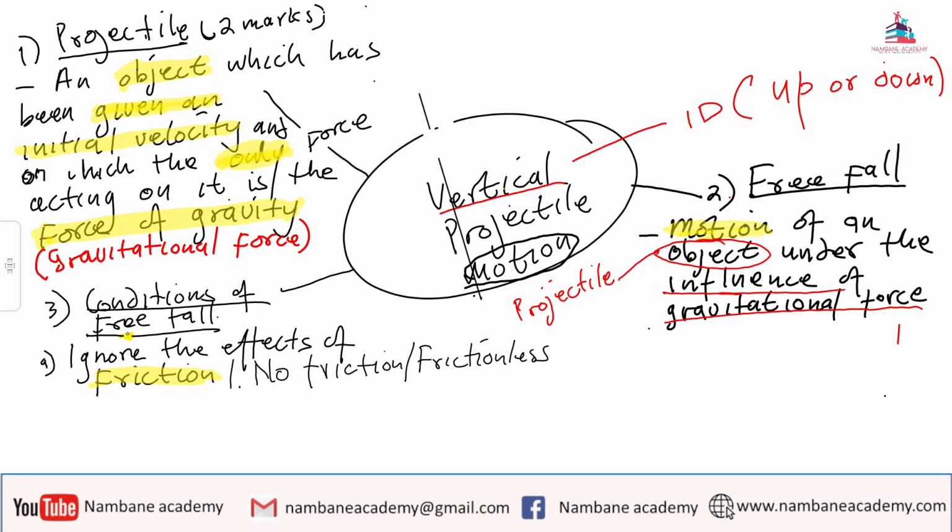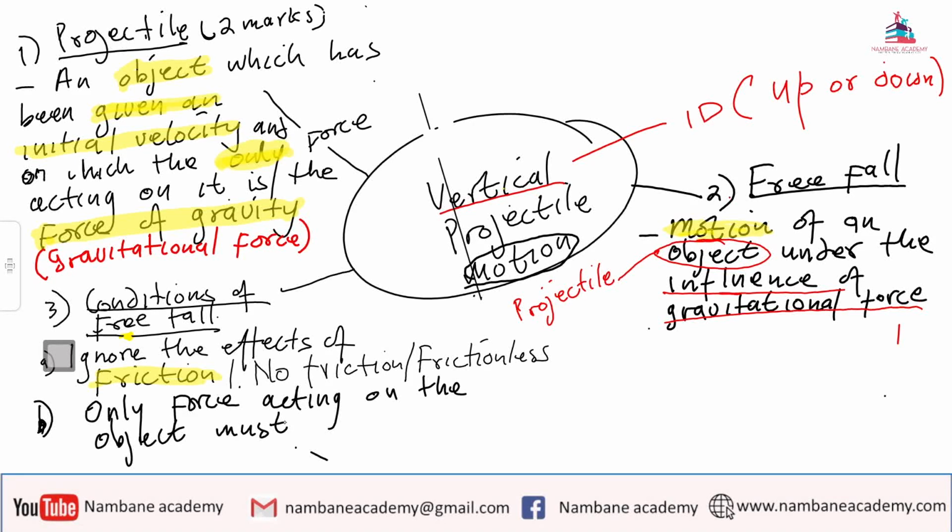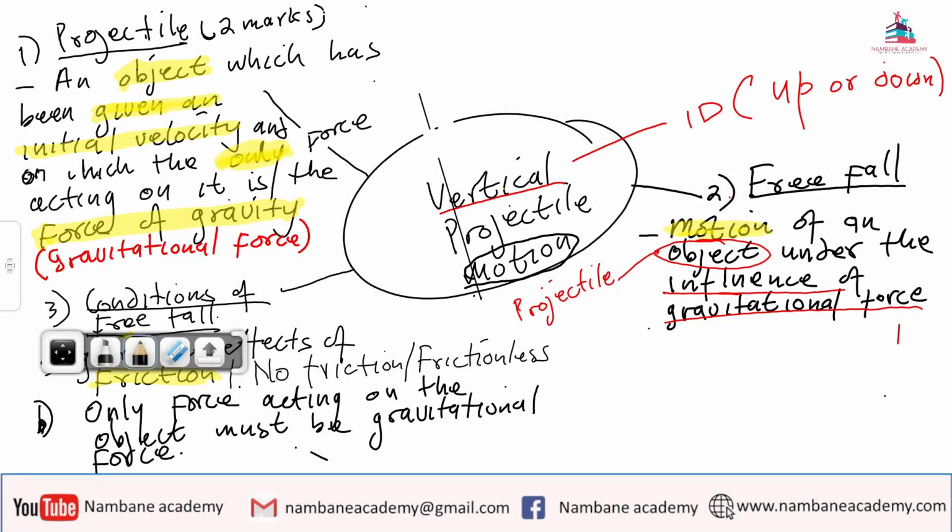What will be the other important condition to take note of? The force acting on an object must be the gravitational force. Only force acting on the object must be gravitational force. If it is not gravitational force only, then it means we are not in a free fall. It means we are not working with a projectile.